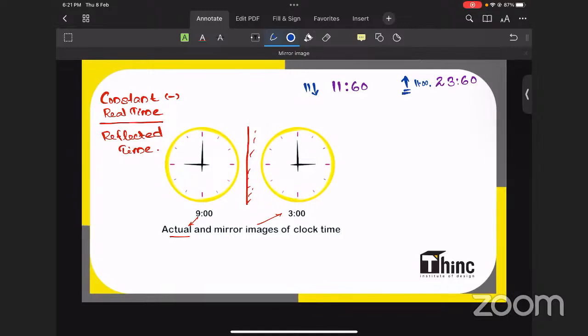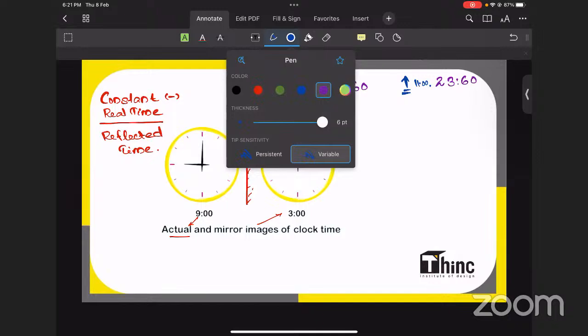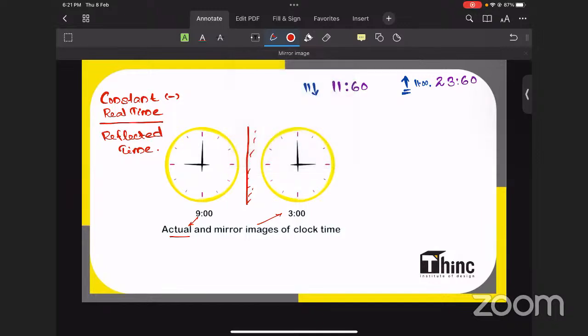So in this question, the time given is 9 o'clock. It is less than 11. So you can simply write 11:60 minus 9. So what will be the time in the reflected clock? You can find it like 2:60. 2 hours and 60 minutes means it is actually 3. Okay, it will be 3 o'clock.